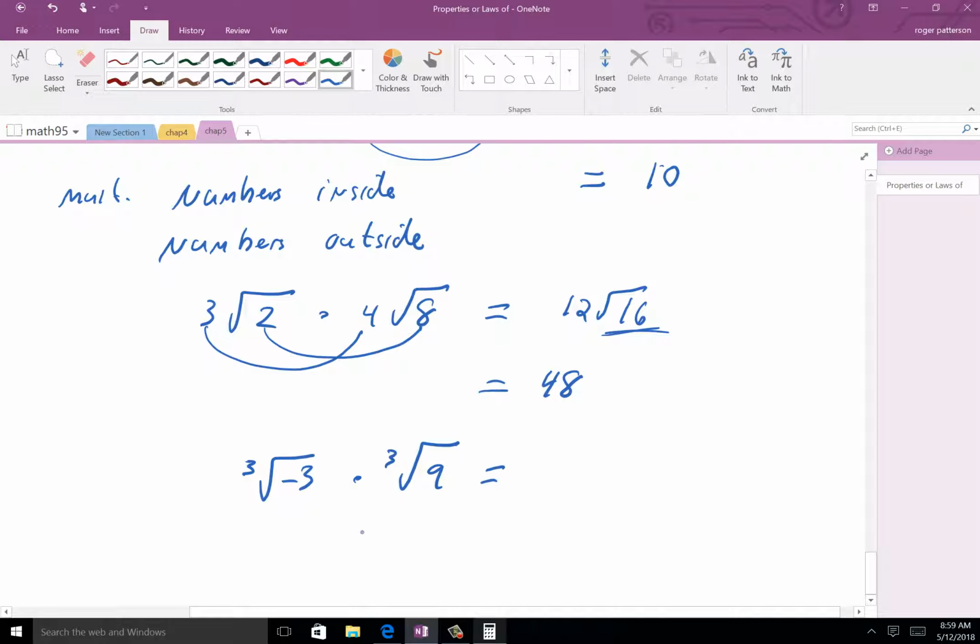Sorry, why is it 48? Because square root of 16 is 4. And then 4 times 12 is 48. So here, we're going to multiply the numbers on the inside.